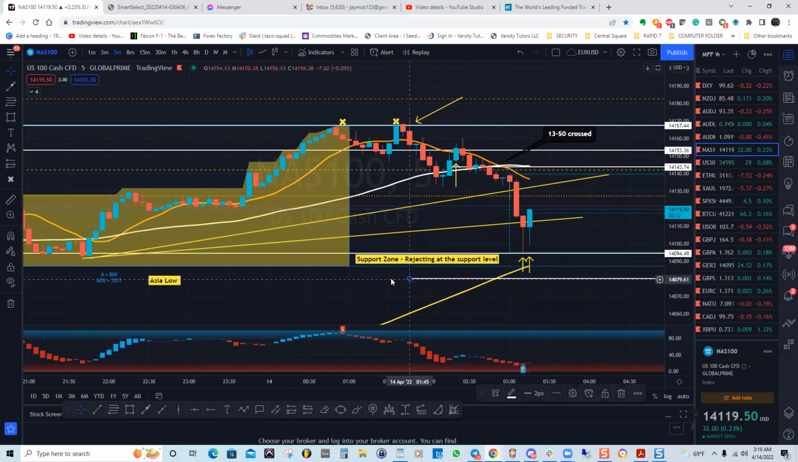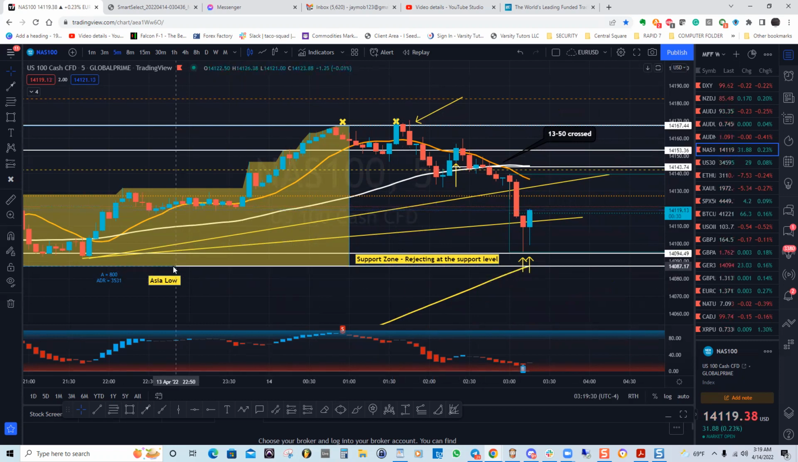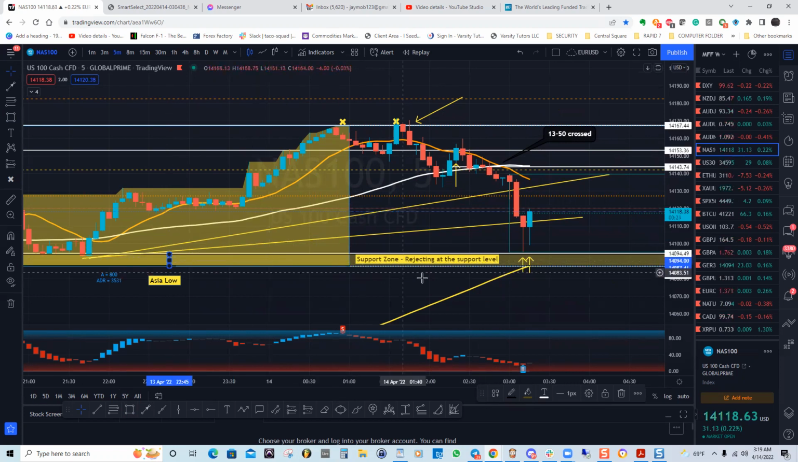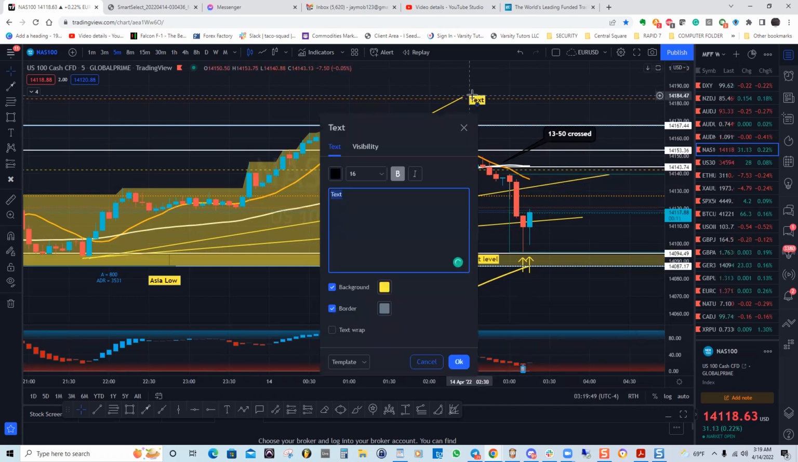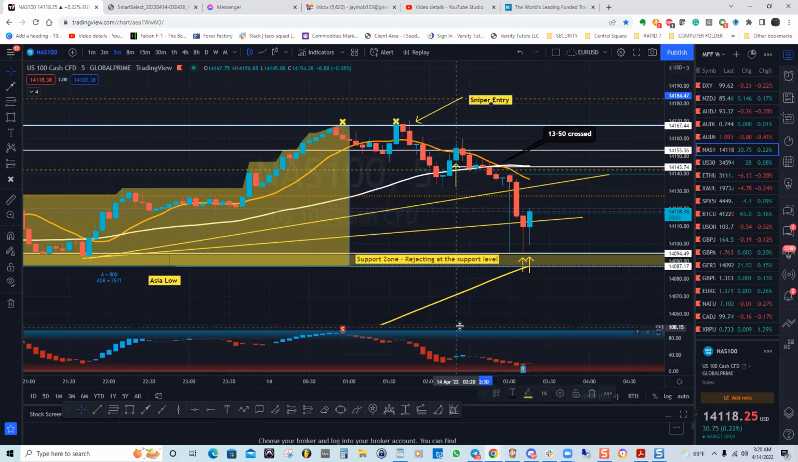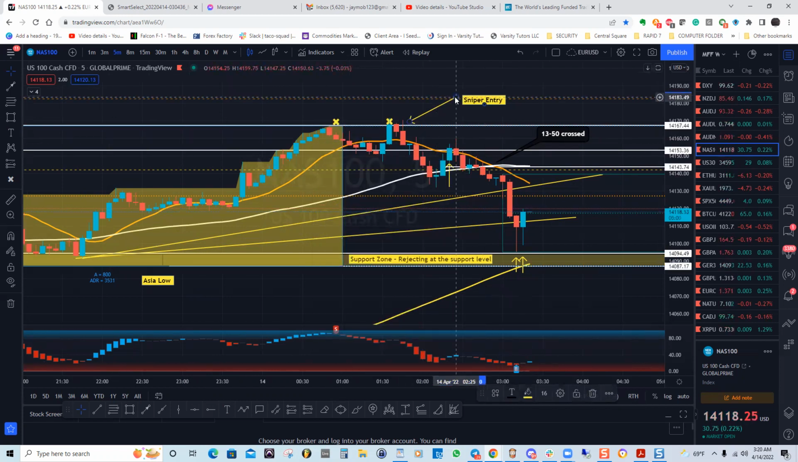And where's the Asia low? Right here. So I can draw a zone right here. Here's a low zone right there. That's support level. So now look what it's doing. It's reversing. See that? So it only gave me this to this. So I should have got in here. This would have been sniper. Sniper entry would have been right here at the top of the zone, because it hit right here.